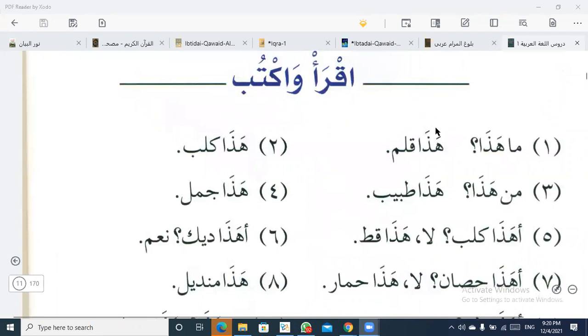Read and write. Iqra wa uktub. And sister Tanveen Pyaas, read this. Tanveer Pyaas, sister, read this. Sister Saud, read this.